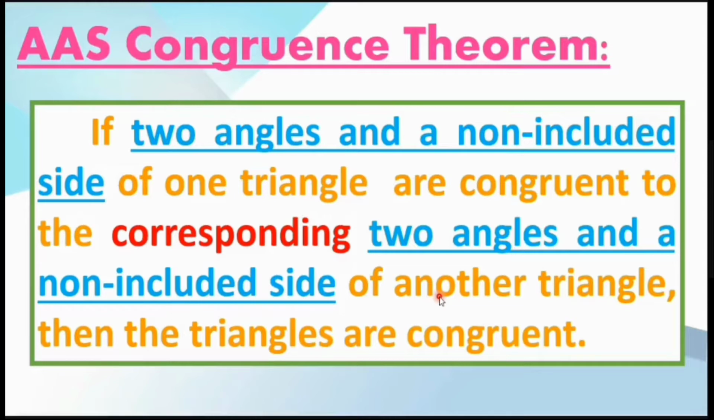Ibig sabihin, if we have two angles and a non-included side on the first triangle, and those two angles and non-included side of the first triangle is congruent to the two angles and a non-included side of another triangle, therefore those two triangles are congruent. Okay, so let's take a look at this illustration.